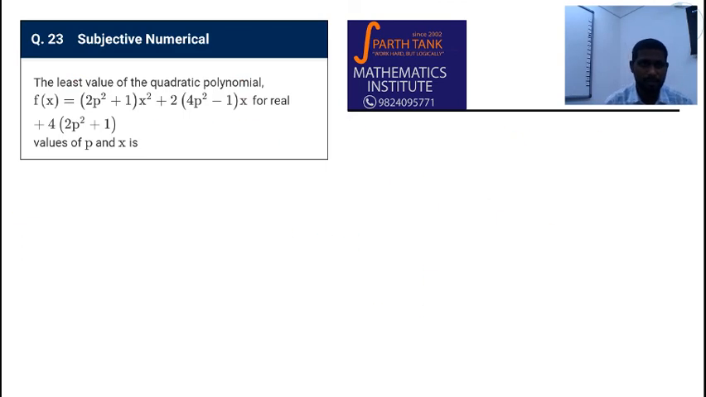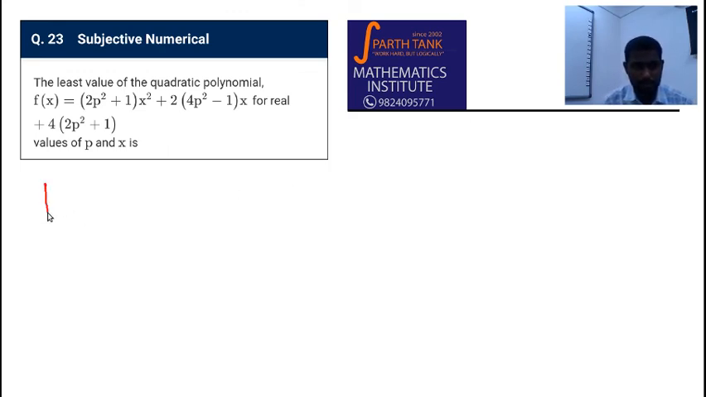Let us move on to question number 23. The least value of the quadratic polynomial, and they have given a quadratic polynomial for real values of p and x. So considering all values of p and x, what would be the least value for this polynomial? How to go about this?